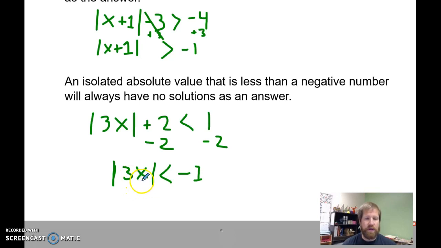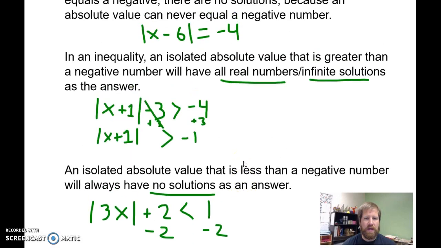So I could put in negative 1. 3 times negative 1 is negative 3. But then the absolute value turns it to positive. Positive 3 is greater than negative 1. I could put in a positive number, but I just get a larger positive number. So there's nothing I can put in here that is going to get me a number less than a negative. Which means that the answer to this is going to be no solutions. There's no number I can put in there.